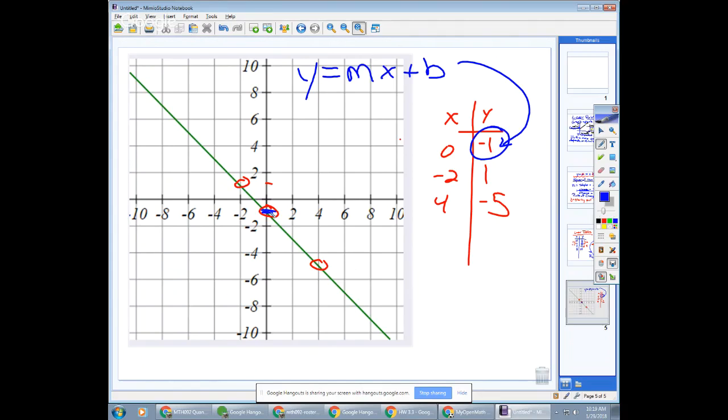X equals 0 is the y-intercept. If you plug in, because you're not going left or right, so if you pick x equals 0 and see where you end up, that's the y-intercept. But we don't have an equation to plug 0 into yet. All we have is a picture.